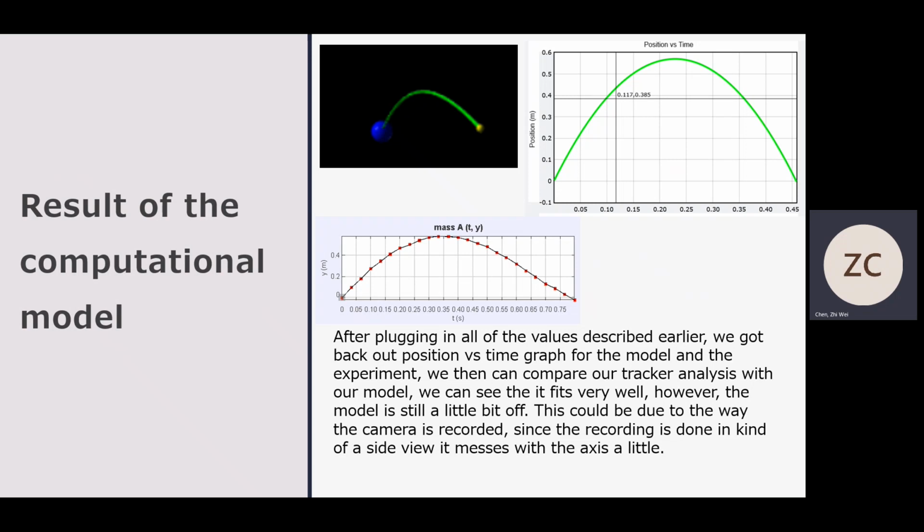This could be due to the way that the camera is recorded. Since the recording is done in a kind of side view, it messes with the axis a little bit. The red one is the Tracker data, and the green line here is the computational model.